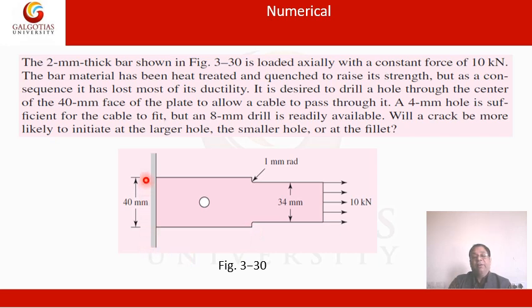So this is a 40 mm wide plate carrying a 10 kN load. Here the fillet radius is 1 mm and the size is reduced here from 40 to 34. So how to solve this problem? Please see next.